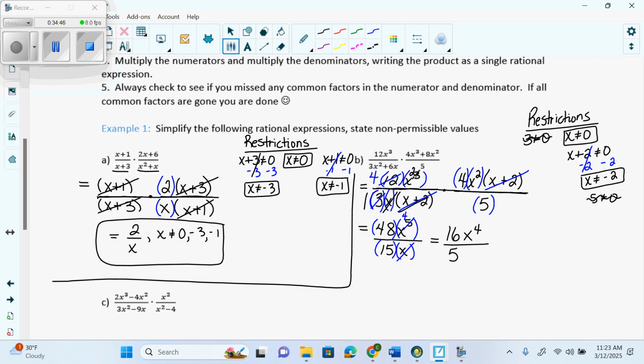And then we're going to follow behind with x can't equal 0 or negative 2. So your homework tonight is that simplifying homework. You're going to finish multiplying and dividing tomorrow.